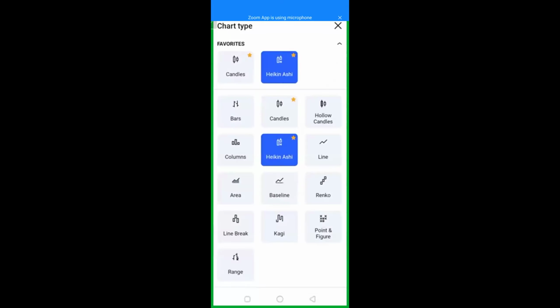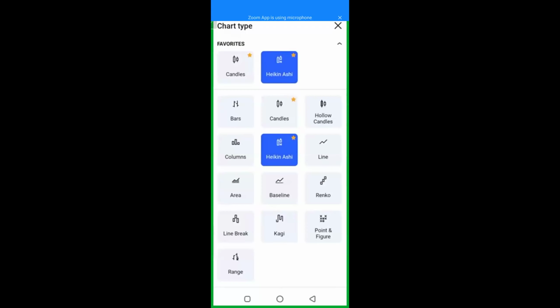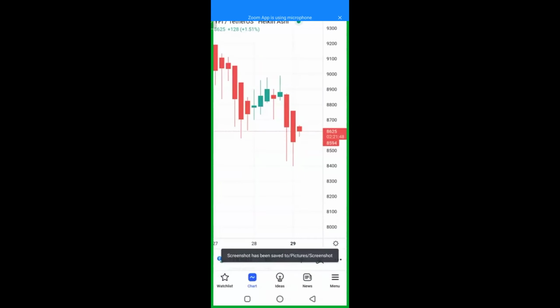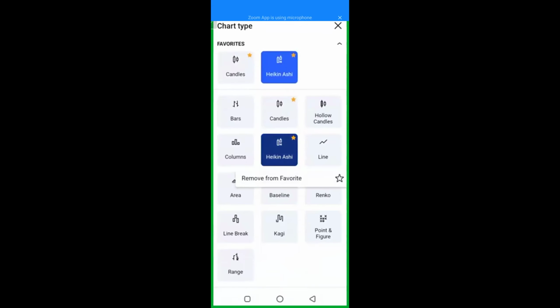These ones. So how do we choose them? We long press, then add on favorite. So if I'm gonna remove them, I come to chart type, I long press, then I add on my favorite. Now I've removed them, then I add on my favorite.